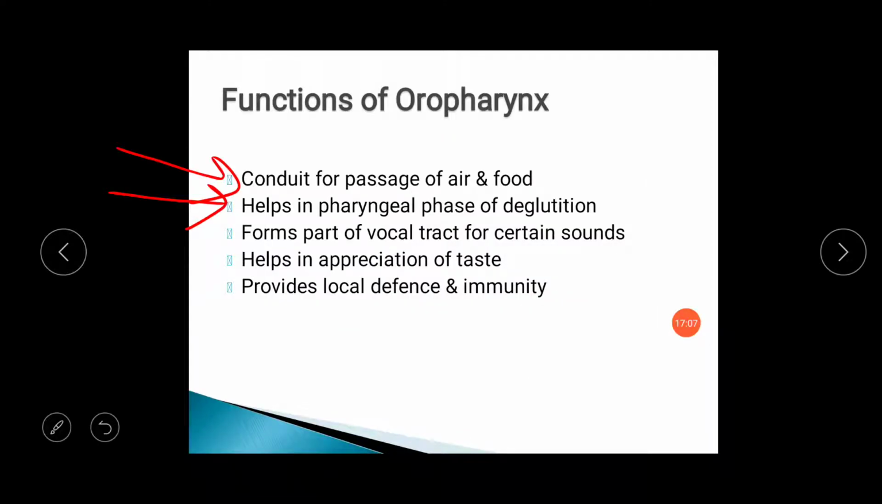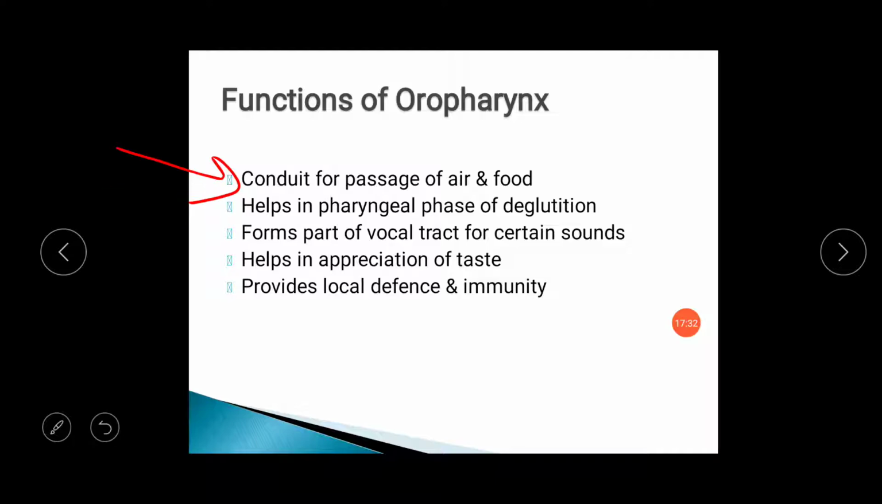in the pharyngeal phase of deglutition it sends the food bolus into the hypopharynx area. It forms part of the vocal tract for certain sounds and helps in resonance. It also helps in appreciation of taste by the papillae which are present over the base of the tongue, vallecula, epiglottis, and over both lateral sides of the oropharynx.